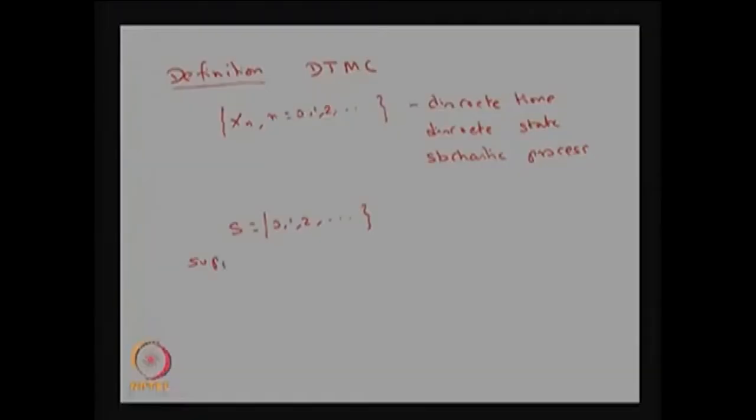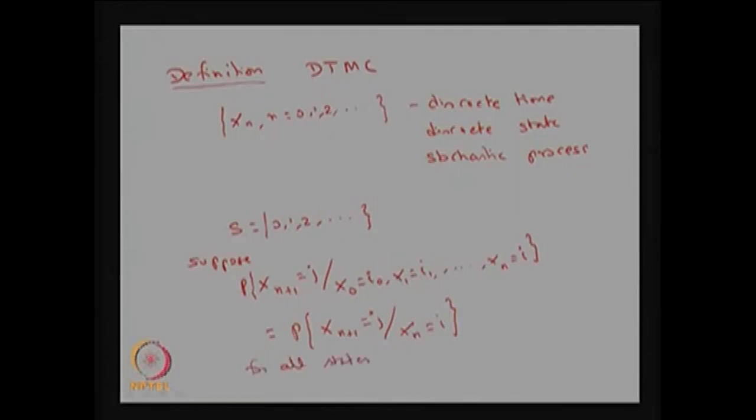Suppose the probability that X_{n+1} takes the value j, given that X_0 = i_0, X_1 = i_1, and so on, and X_n = i, is the same as the probability that X_{n+1} is j given that X_n was i, for all states i_0, i_1, i and j, and also for all n greater than or equal to 0.